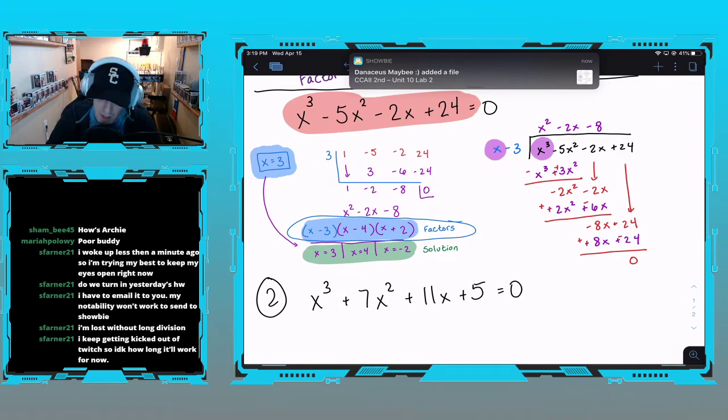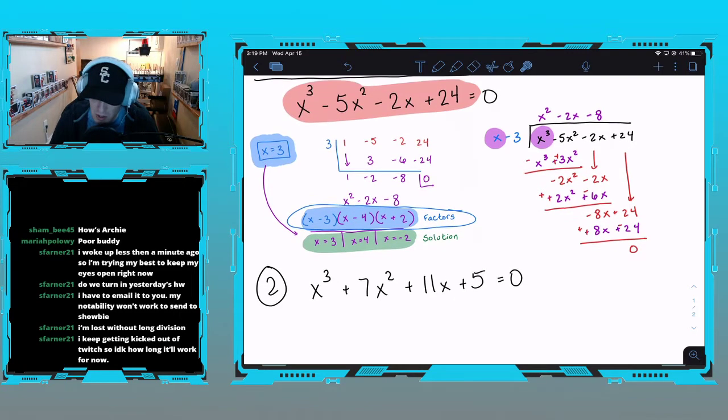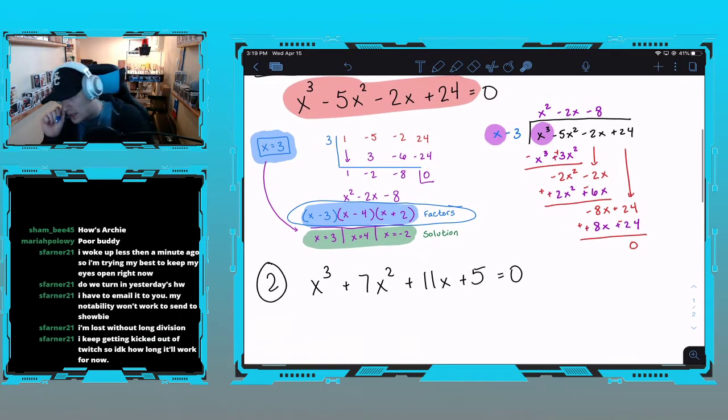Okay. So when we go down to question number 2, it's going to be the same thing. It's a cubic function, so there should be 3 solutions to it. We just have to find its factors. So I'm going to run through that one, and then we'll call it. Sierra, hopefully it sticks you in to see this one last problem.